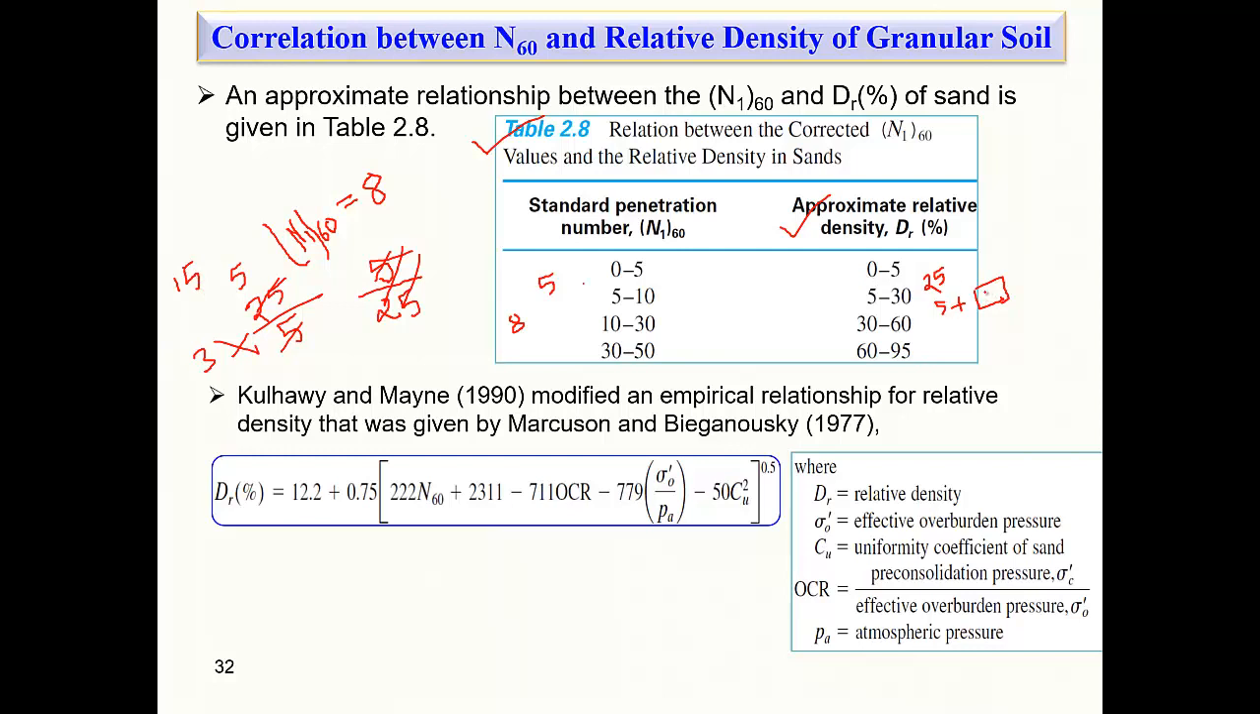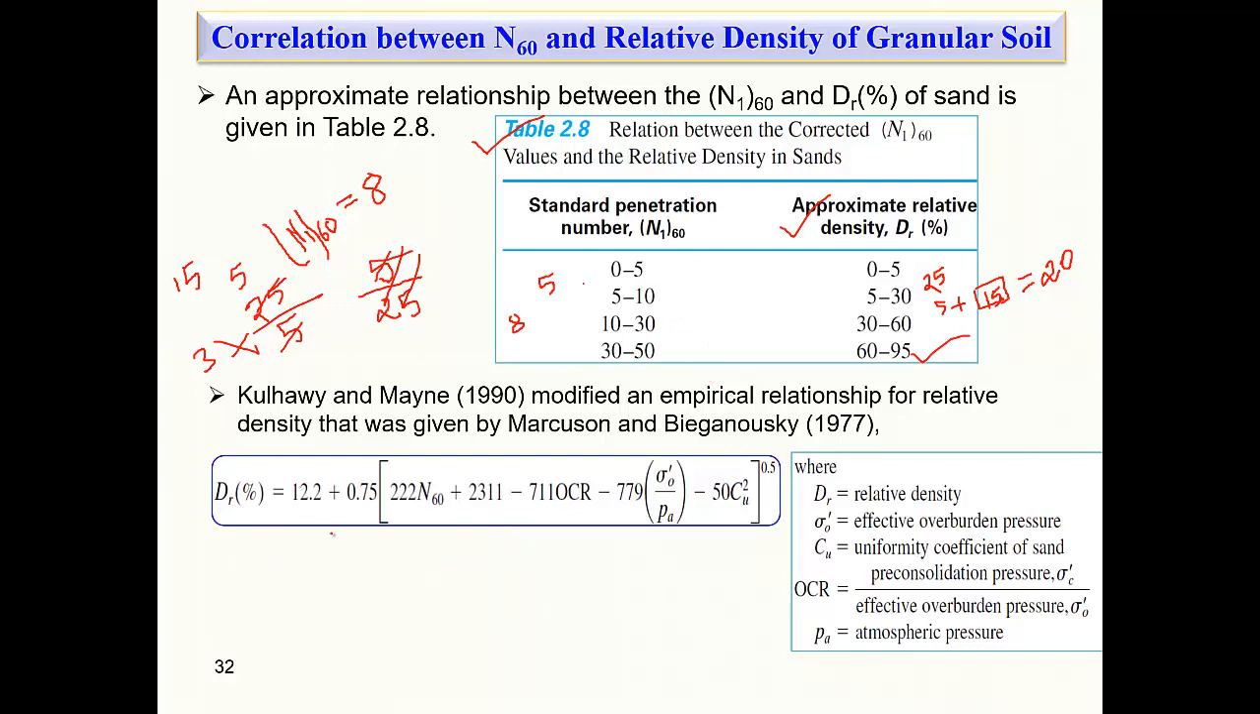So one of your friends already told it, 20. So you see how fast he is. Very good. Who told 20 in the beginning? Okay, this is the way you can do the interpolations. So now if I give any particular value of N160, you can find it. Even if I say 25, you can also find out the relative density for 25 number of N160. Is that clear now?